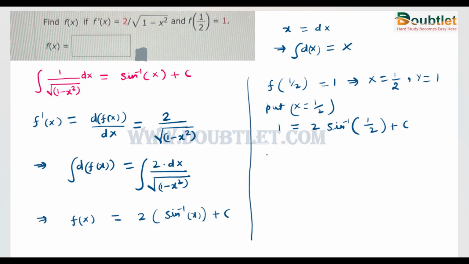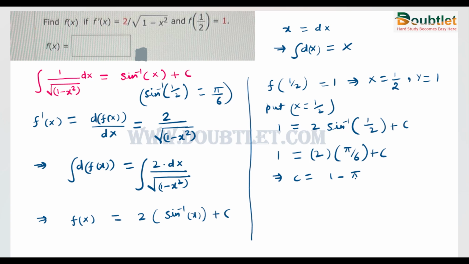plus c. So we know that sine inverse 1 by 2 has value pi divided by 6, because sine 30 value is 1 by 2. So we can write this as 1 is equal to 2 multiplied by pi by 6 plus c. So we can write the value of c as 1 minus pi divided by 3. If we replace this value in this function, we can get the exact function f(x).